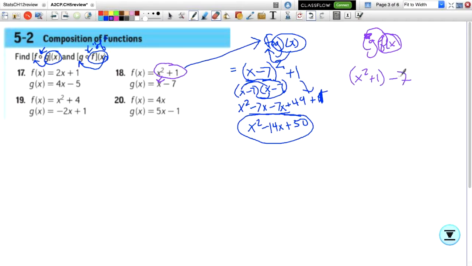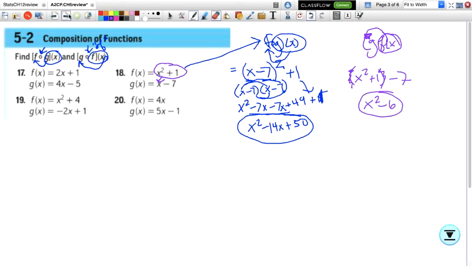Now this one's super easy, right? There's nothing to multiply. There's no power here. So all I have to do is pretty much just drop those parentheses and combine like terms. So positive 1 and negative 7 are like terms. So I end up with x squared minus 6, right? Go towards the negative, 1 from negative 7. Boom, there's my answer for that one. Okay, and again, that's how we do compositions. You kind of read it backwards to figure out what to plug in and where.